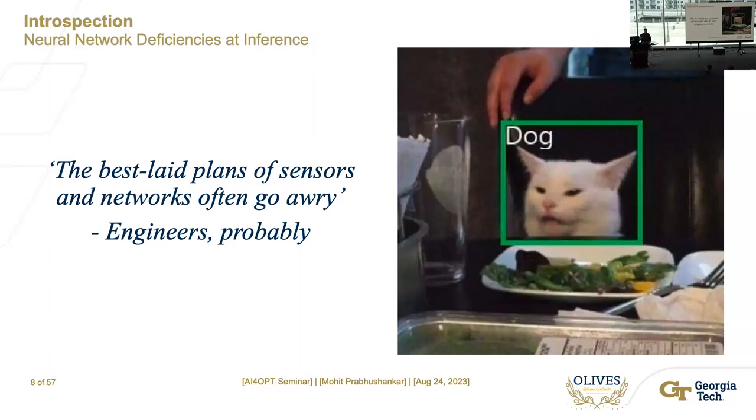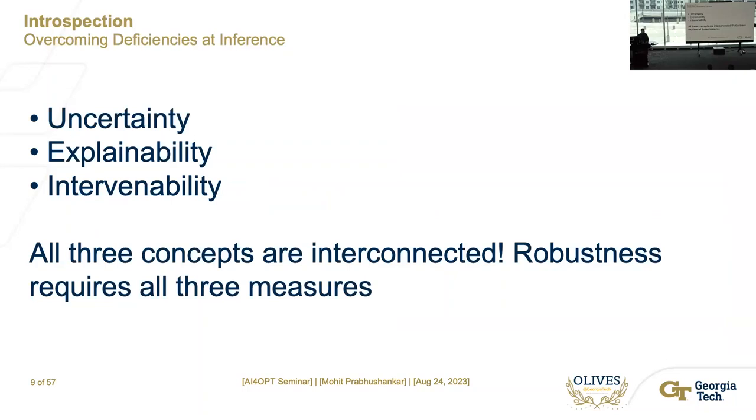With that, I want to come to the three major measures that I will talk about that will lead to either introspection or robustness, which is uncertainty, explainability, and intervenability. Now, all three measures, all three topics, as I said, are talks among themselves. So I'll be very brief in all of them. The one major takeaway that I want to talk about is that all three concepts are interconnected. We cannot talk about one of these concepts without talking about the other.